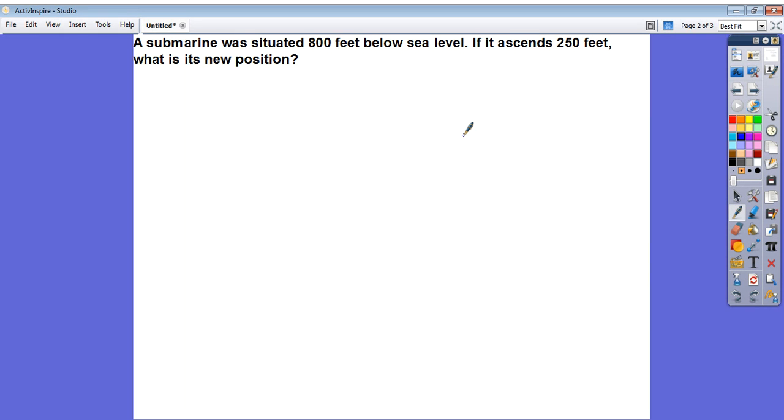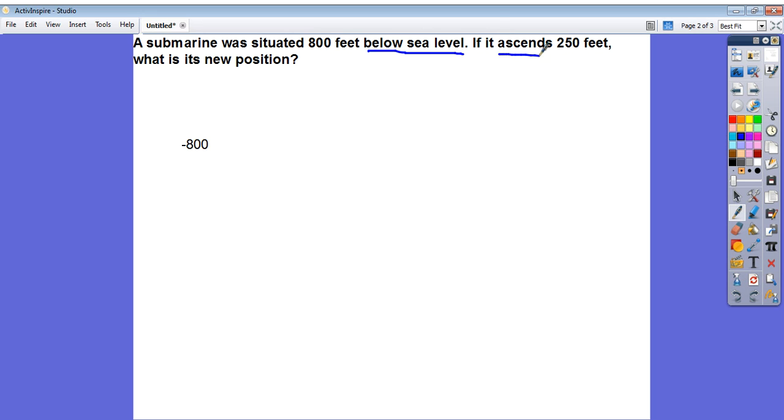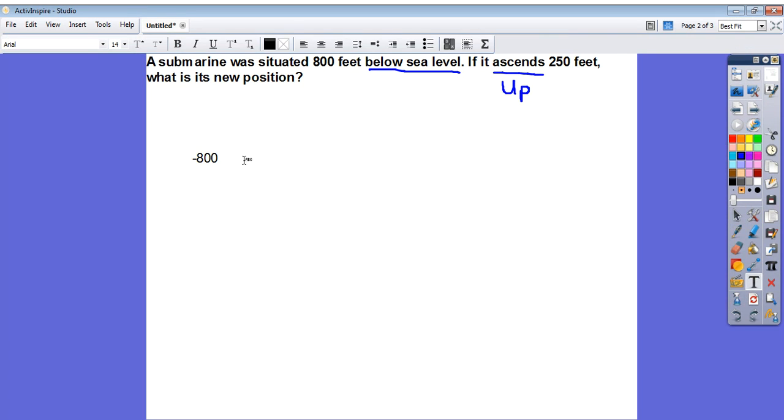A submarine was situated 800 feet below sea level. If it ascends 250 feet, what is its new position? Well, we just talked about this. If sea level is represented by 0, below sea level means it's going to be negative. So this is negative 800. And then it ascends. This is such a great vocab word. Ascends means goes up. If it goes up 250 feet, then that means we are adding 250 to negative 800. So we have negative 800 plus 250.